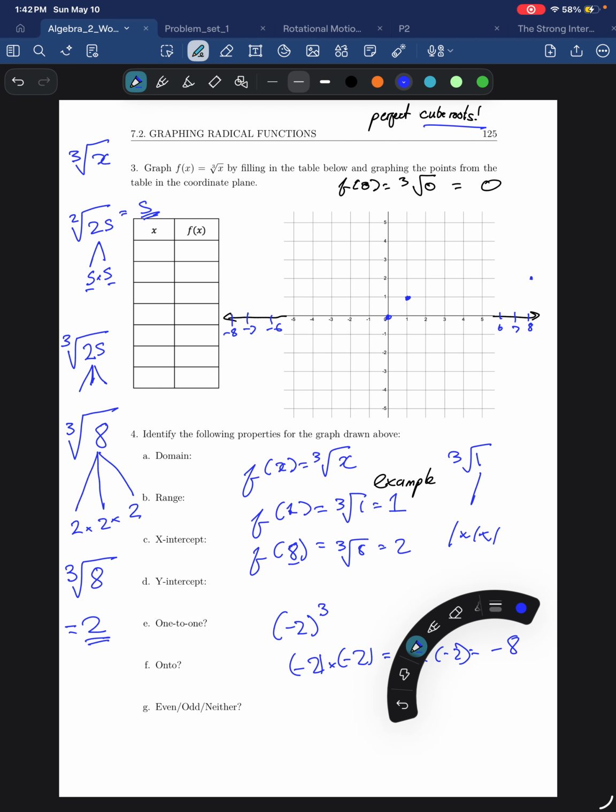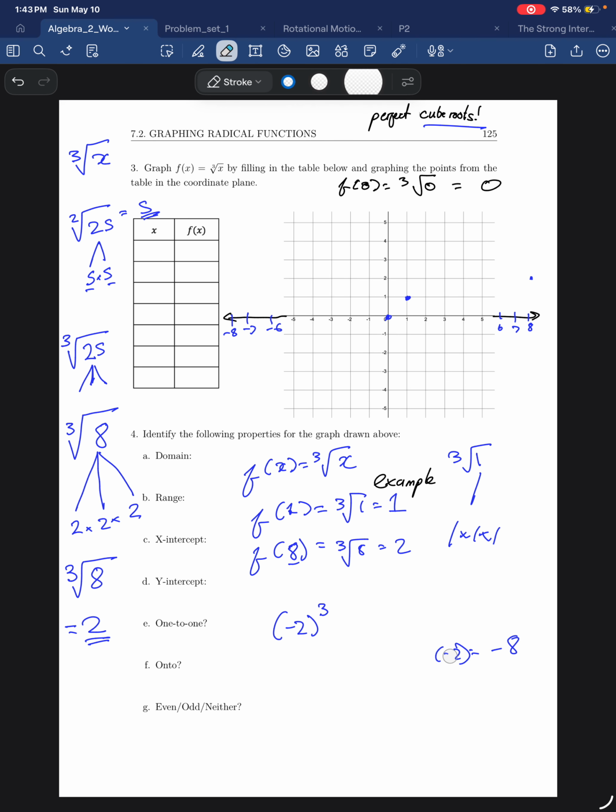So something different happens here. Basically, when we cube a number, it can get negative. You're going to have a negative times negative, and that will turn positive, and that positive is going to have to multiply by a negative to turn back to negative. So the cube root of a negative number will always be negative.